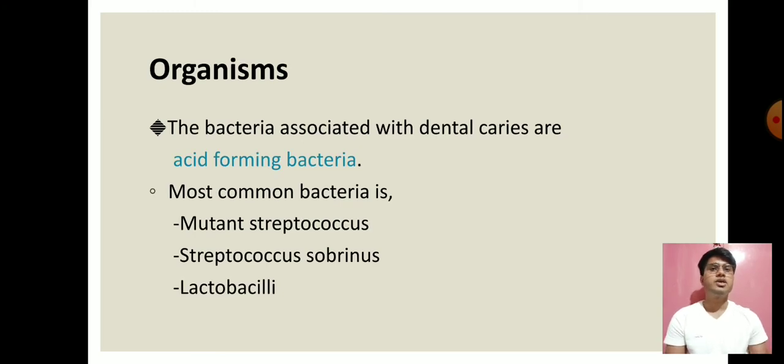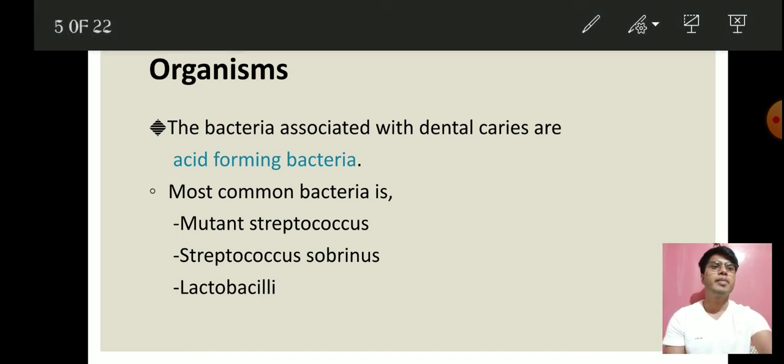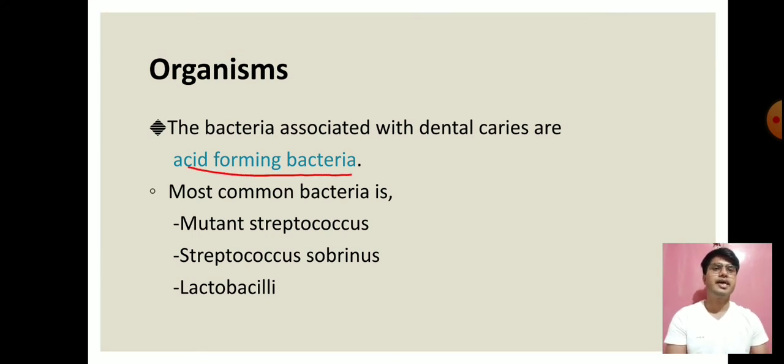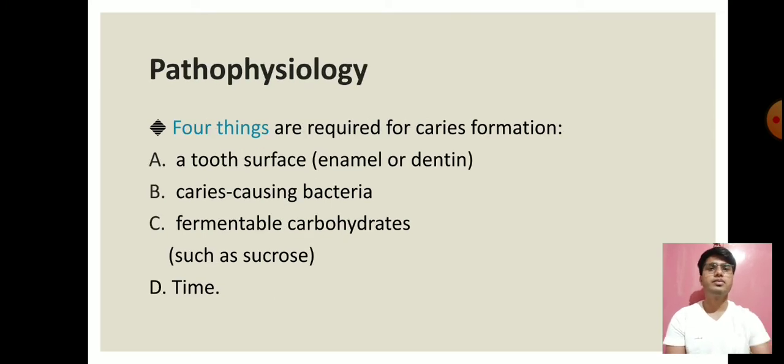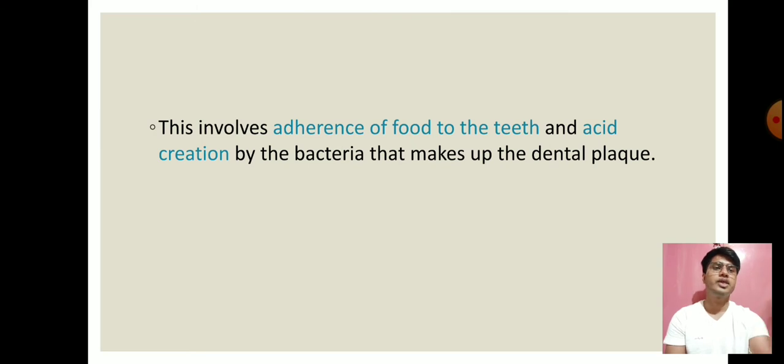Now organisms. So this is due to acid, right? We have talked about in the pathophysiology that this demineralization occurs due to acids. So the bacteria would be acid forming bacteria, right? It's as easy as that. We have lactobacilli, Strep sobrinus, and Strep mutans. Okay, so these are the organisms. Pathophysiology we already talked about, you can just go through it.